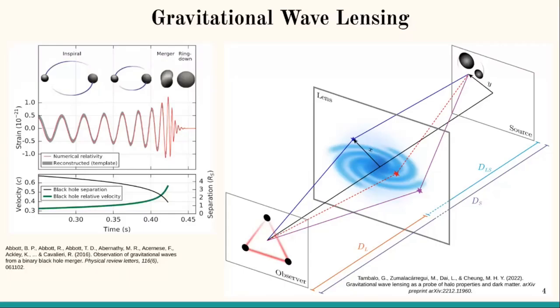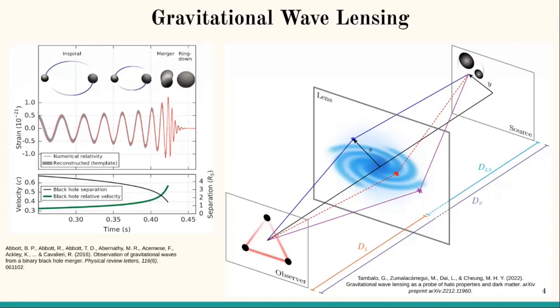So first, an overview of a typical gravitational wave signal, which is plotted on the left. It has three phases, which are inspiral, merger and ringdown, and its amplitude and frequency increase in time. So in principle, these sources can be behind a lens, which can be a galaxy, a cluster, or even a dark matter blob, and then a regular lensing phenomenon is expected.